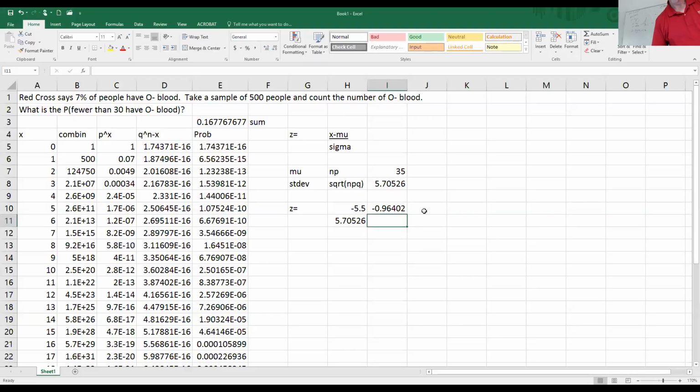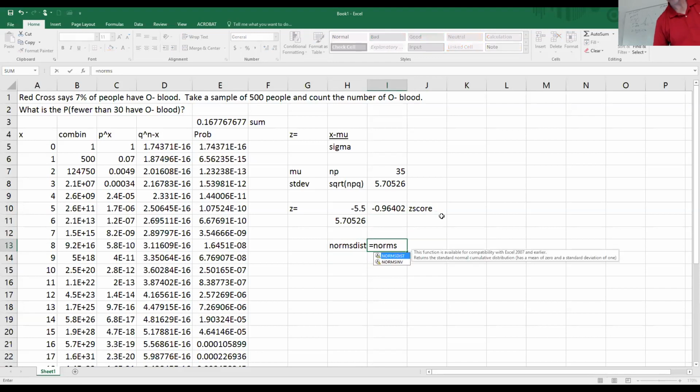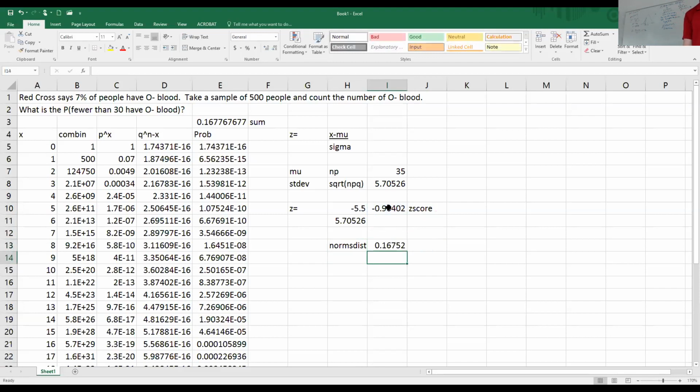Okay. So that's your z-score. And then say it louder, Jacob. Norm S dist. Norm S dist, right? So that's going to be equals norm S dist. Do I need to subtract this from 1? No, because I'm getting the left side, okay, of that. Now, the correct answer is 0.1677. I got a value of 0.1675.